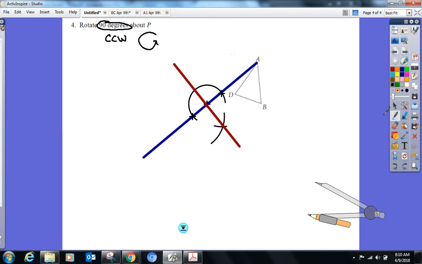This is why it's important at the beginning to know where A prime should be, because look, you have actually two spots right now to put A prime. You could put it down here below the line, or you could put it above the line, but it's got to go counterclockwise. So it's got to go somewhere here.